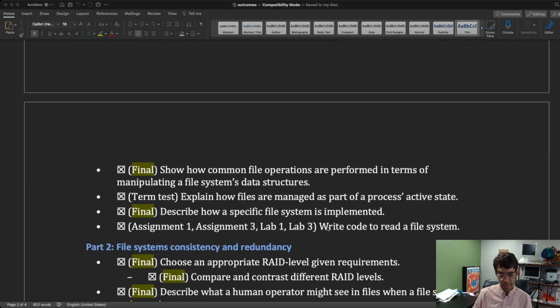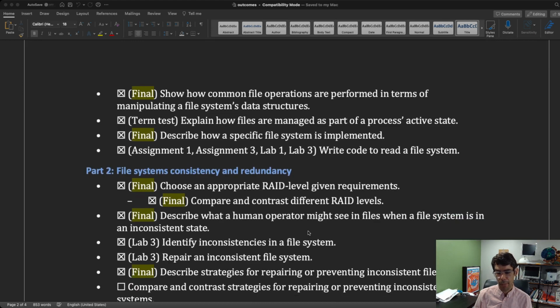You're not going to be assessed on writing code to read a file system. I'm not asking you to write C code here to read VSFS or exFAT. That has been adequately assessed on assignment 3. That has been adequately assessed on lab 3.